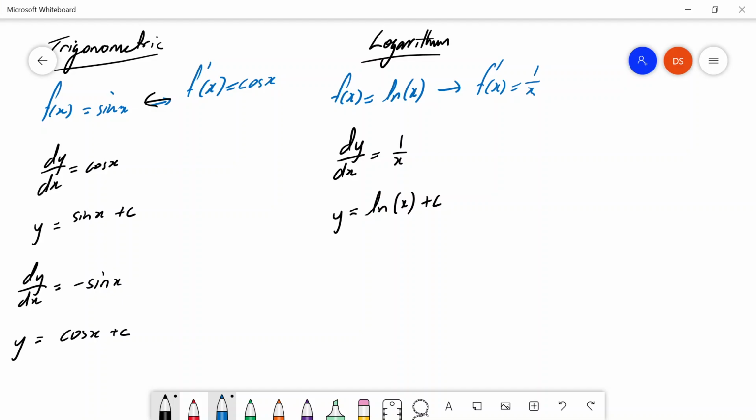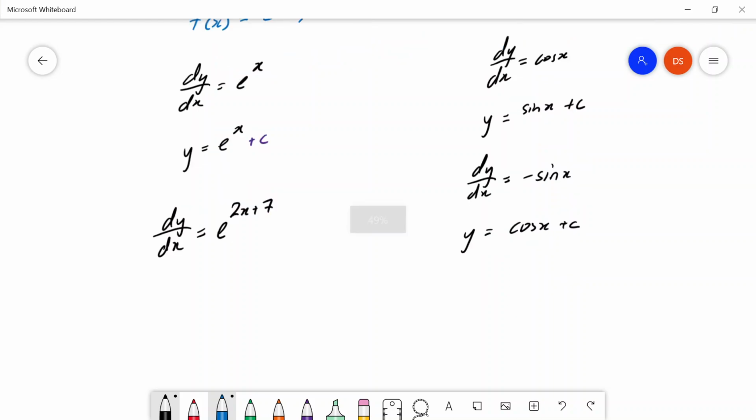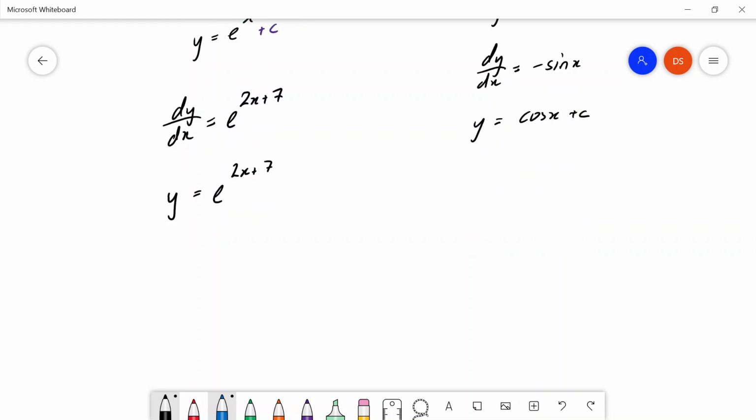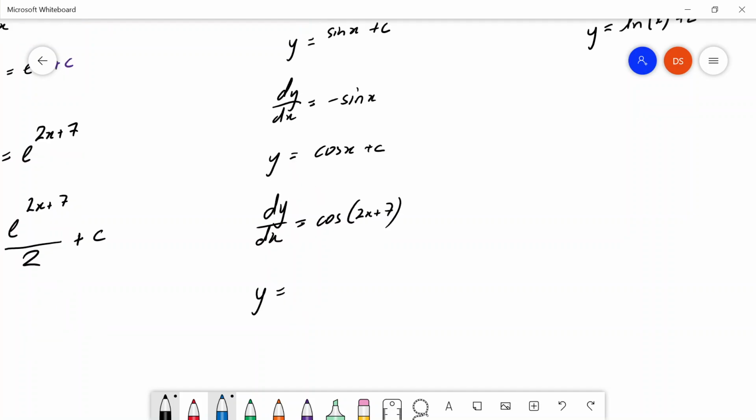So, how do you make this harder? Well, you take these functions and you look at stranger versions of them. So what about dy by dx is equal to e to the 2x plus 7? Well, if you integrate, the e stays as is, so it's e to the 2x plus 7, but instead of now multiplying by the derivative of the inside, we're dividing by the derivative of the inside as our bracket rule, plus c.